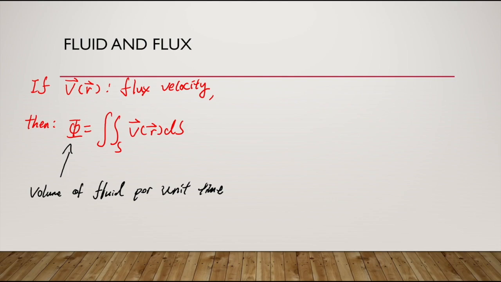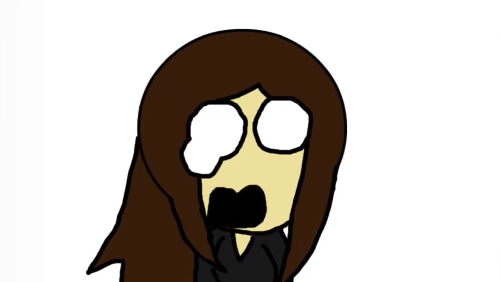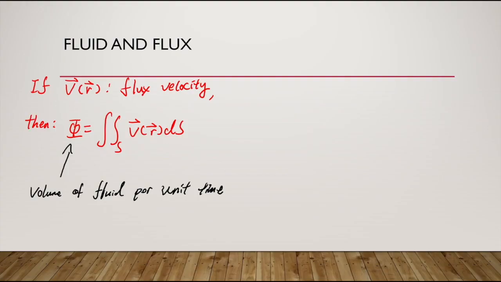Now we have reached a very important aspect of surface integral, which is calculating the flux. There are different types of flux. We have magnetic flux, electric flux, the fluid flux, but in my presentation, we only gonna talk about the fluid flux. In this case, flux velocity. The concept is the same. If VR is flux velocity, then the Greek letter psi represents the volume of fluid per unit of time.